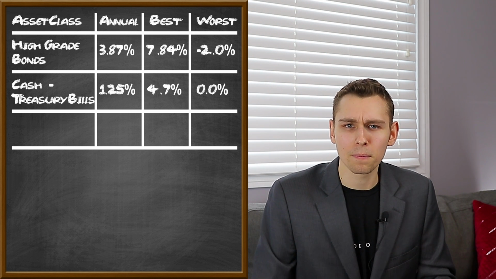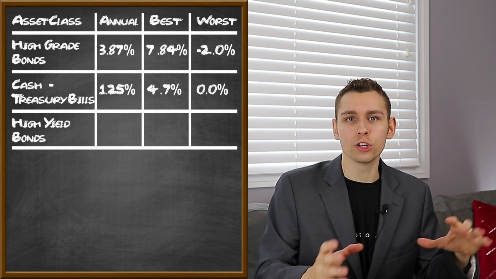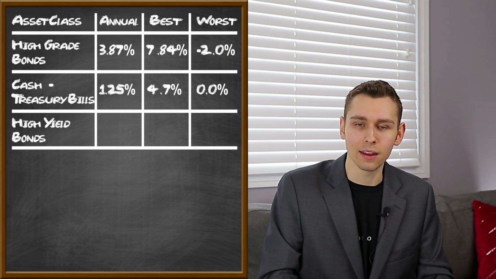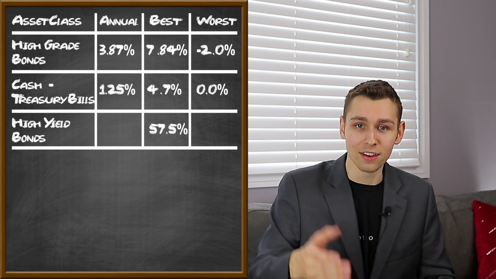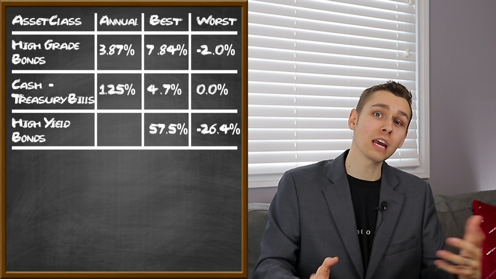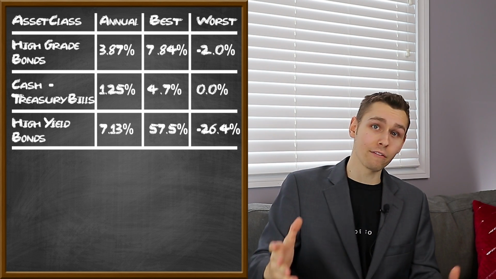Next is high yield bonds. So high yield bonds are riskier. Like we're thinking, not quite junk bonds, but in that range. Some years you have 57.5% on the best years, and then the negative years negative 26%. So safer than equities with a higher overall upside, and 7.13% overall average is a great return.